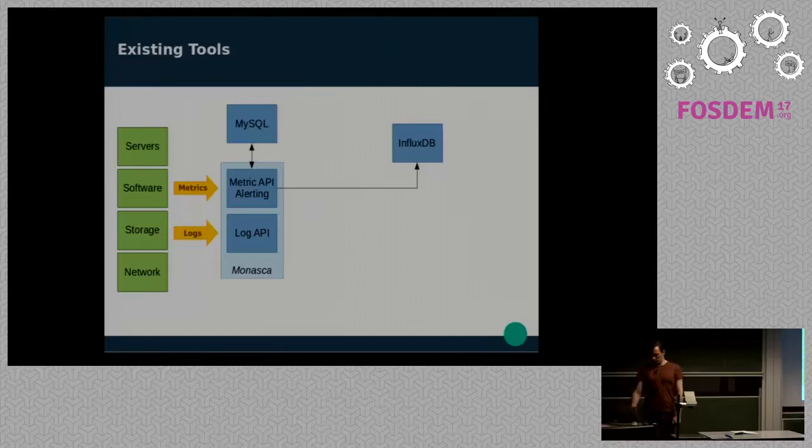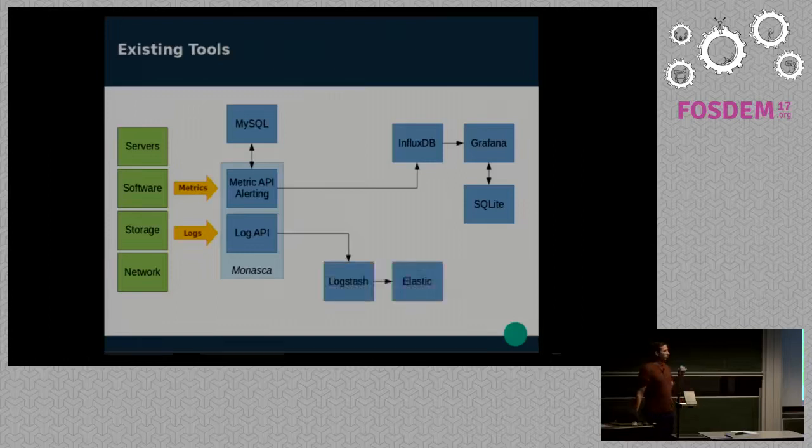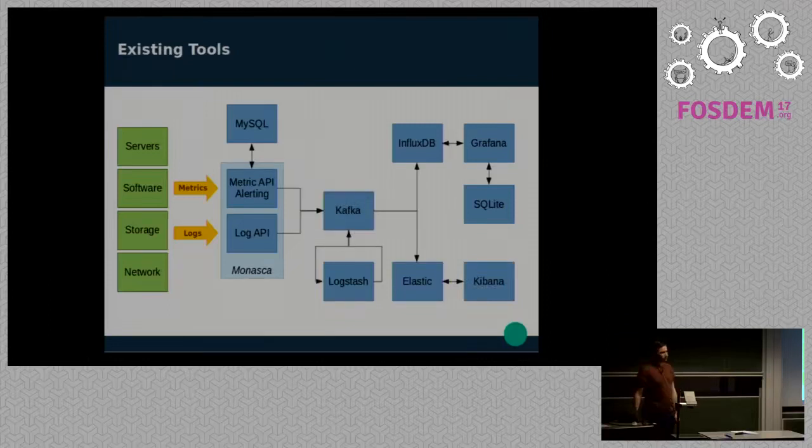Then that feeds Grafana, which has its own internal SQLite database. It stores dashboards and things like that. The logs are all stored in Elastic via Logstash, and Kibana sits at the front, the UI for that. Then someone put Kafka in the middle because we need to handle peak loads, so we need a queue for that. So everything goes to Kafka, goes through Logstash, back into Kafka, into Elastic, into Kibana, into InfluxDB.